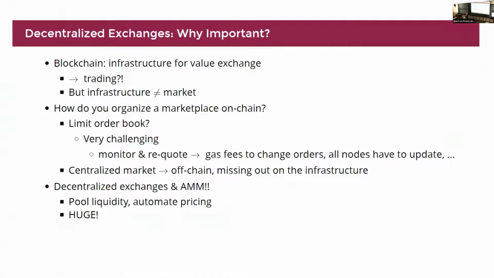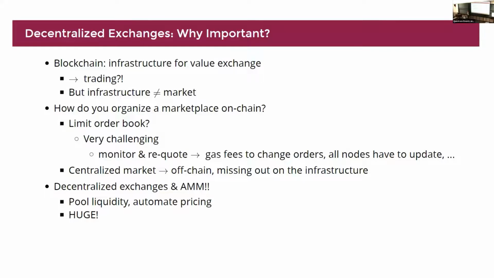The blockchain is an infrastructure, and it's not a marketplace. So it's not obvious how to move from value transfers to actually trading. The first natural step is to say, okay, let's do a limit order book. But as Jun mentioned, a limit order book comes with challenges. You have to monitor, quote, reprice, pay many gas fees. Every node has to update to the new limit orders. So it does not work very well on the blockchain.